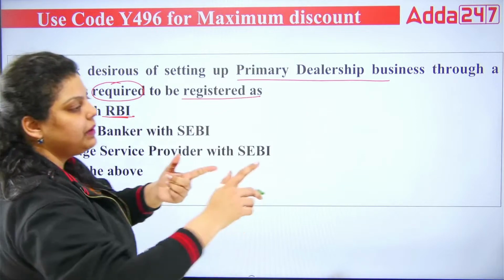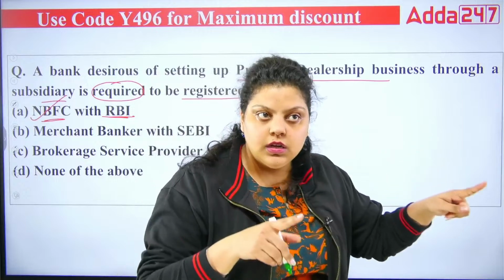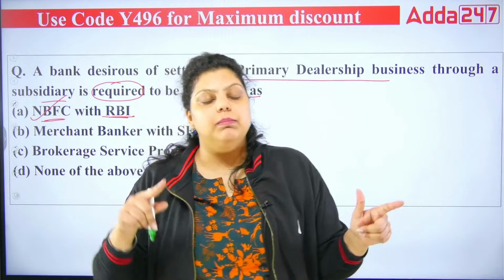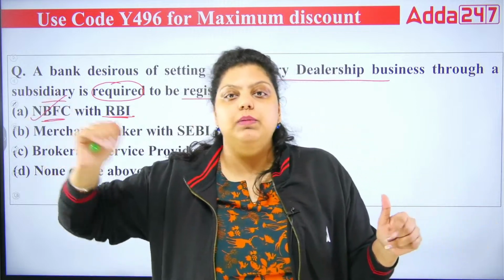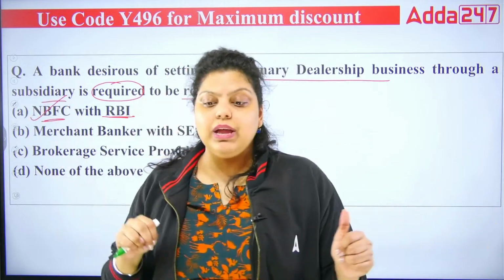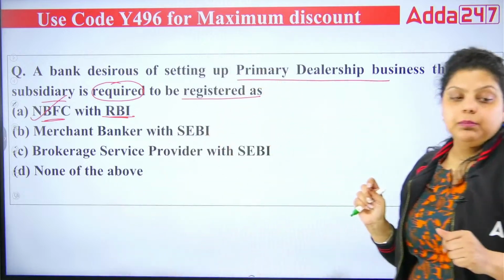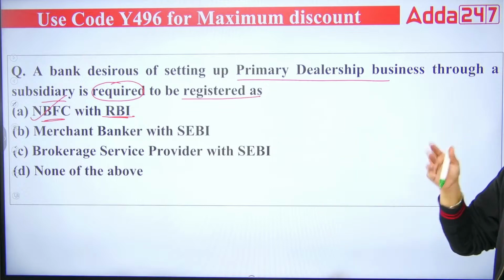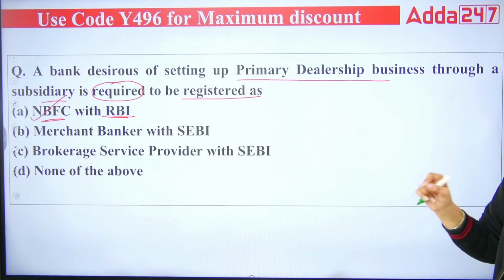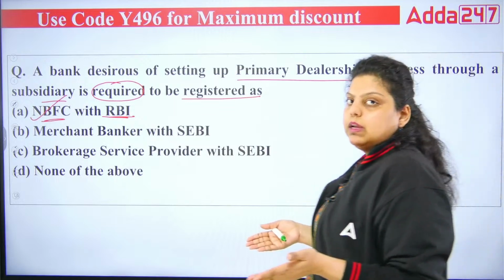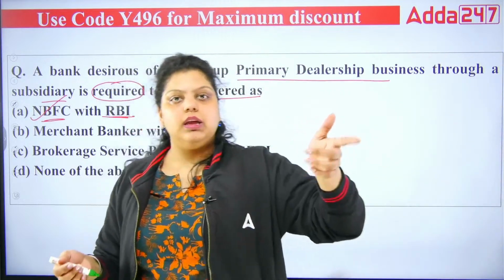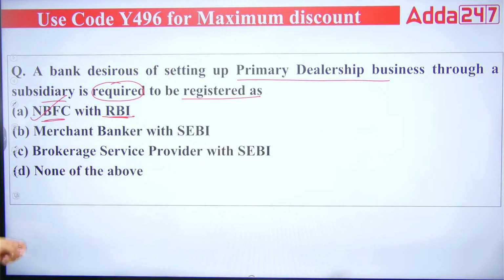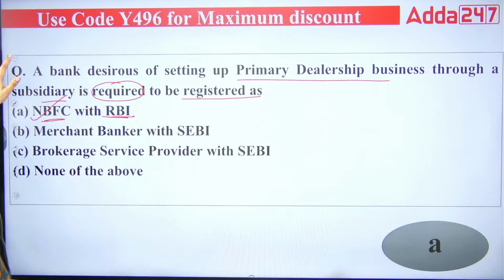So a bank can open a primary dealership business in two forms. The first is by a department. The bank can start a department that will be doing the primary dealership business. The second way is that the bank can provide the business through a subsidiary, and in case of a subsidiary, the bank has to register its subsidiary as an NBFC with RBI. Okay, and in case of a department, there is no requirement of registration. So the right answer is A here.